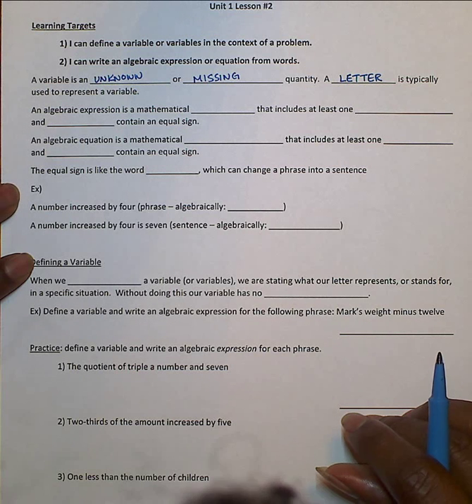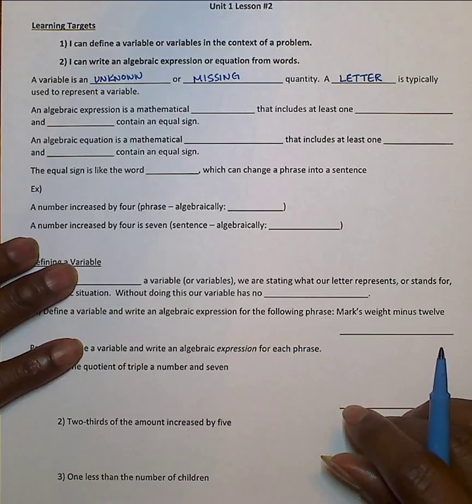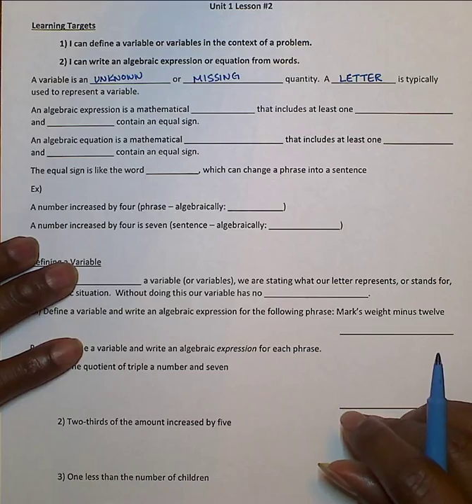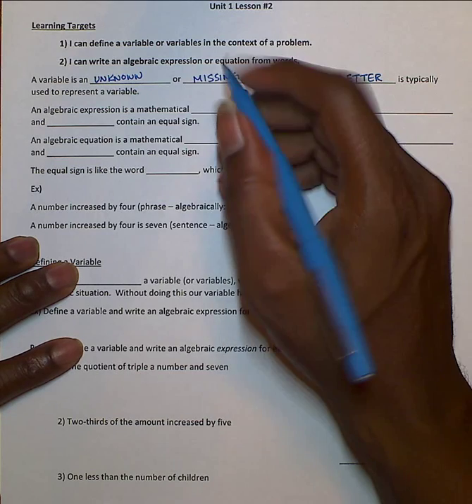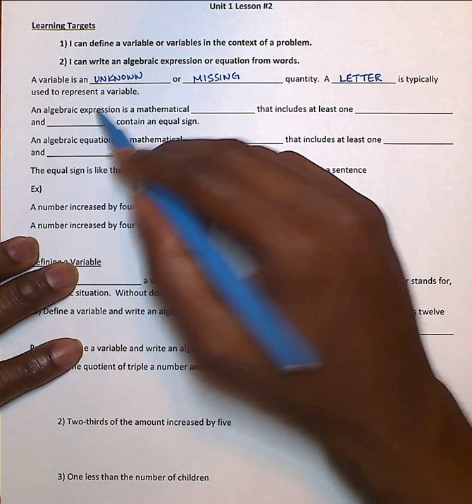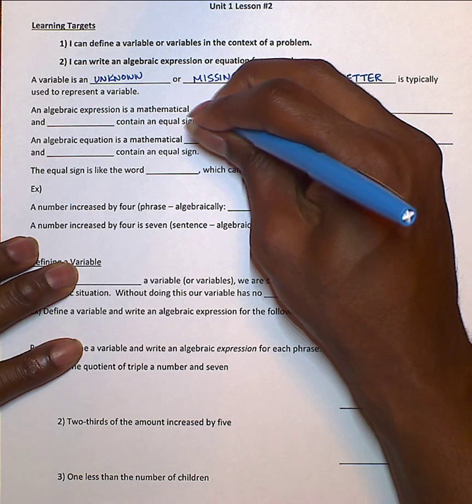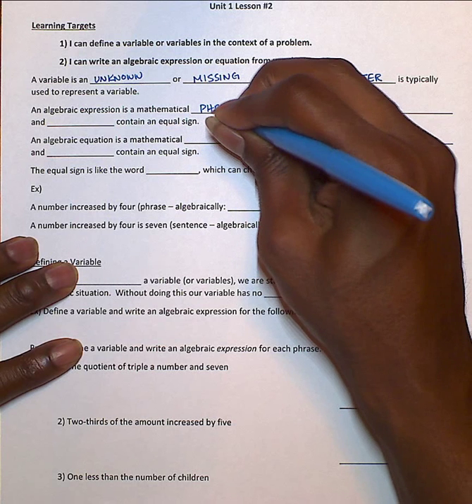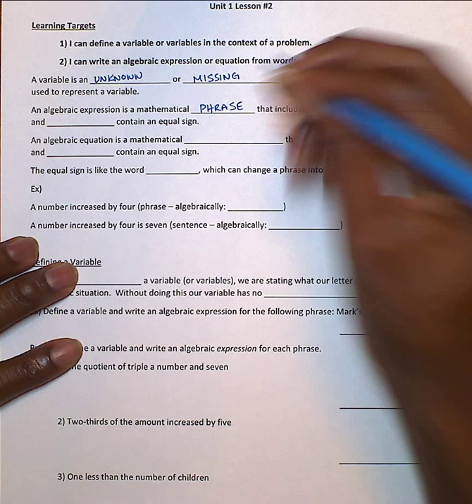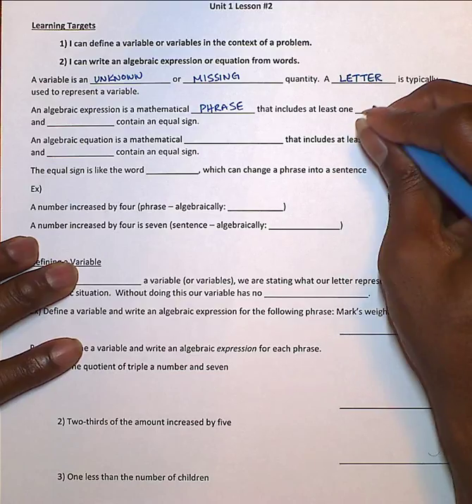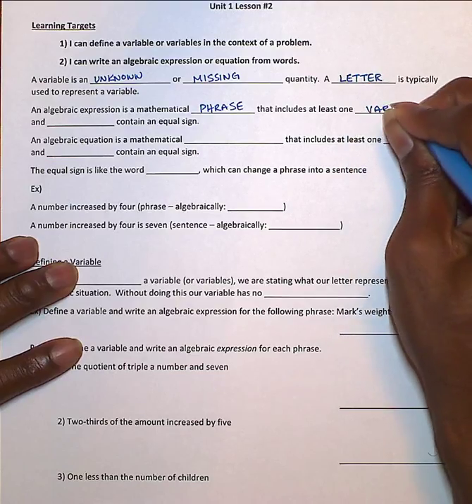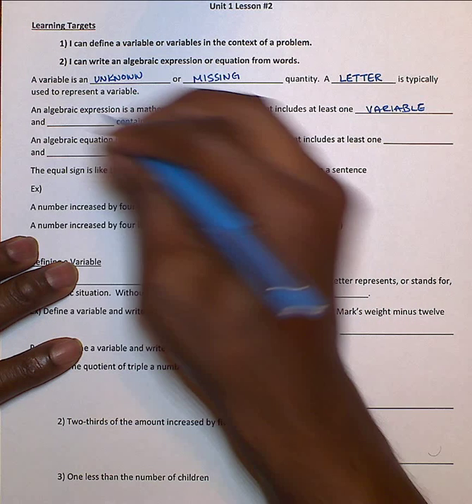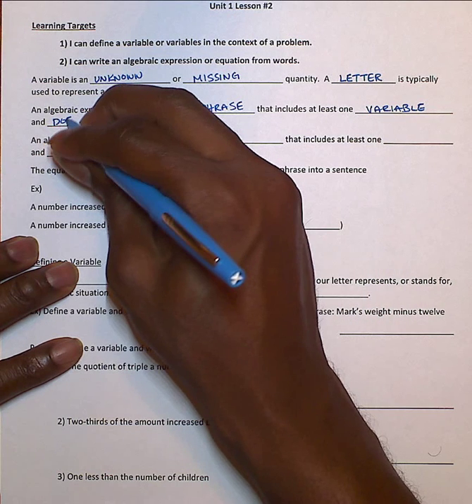Alright, so I told you that yesterday we dealt with expressions, simplifying expressions using order of operations. An algebraic expression is a mathematical phrase that includes at least one variable and does not include an equal sign.